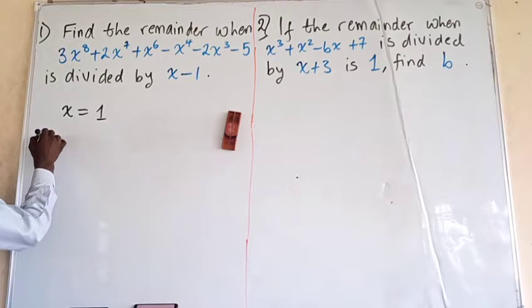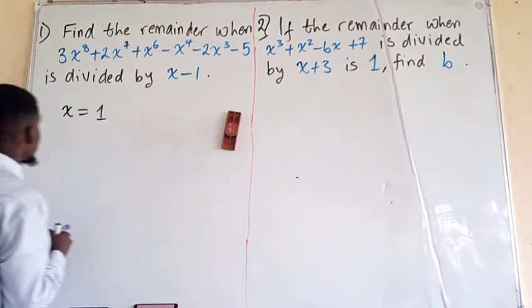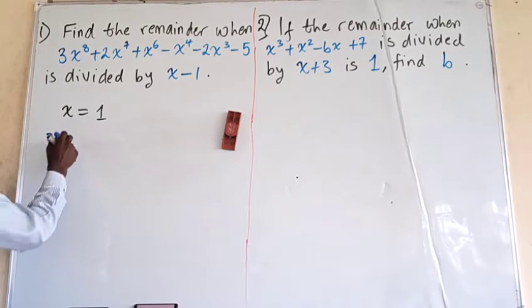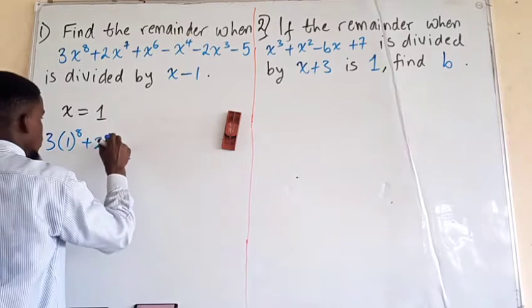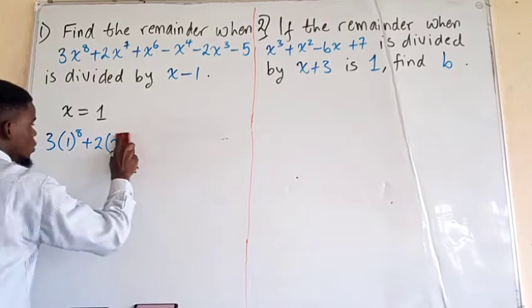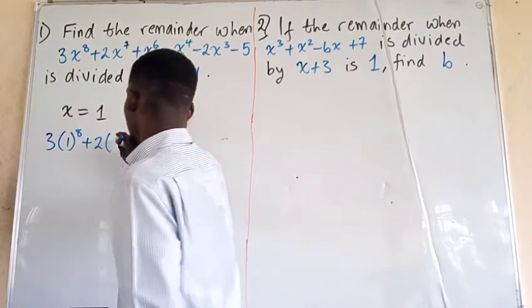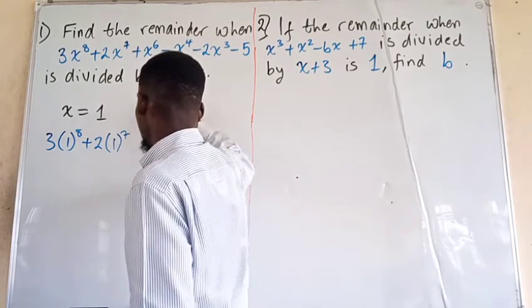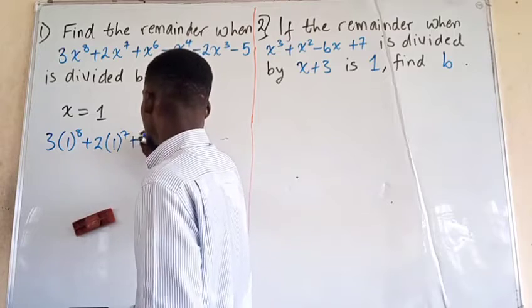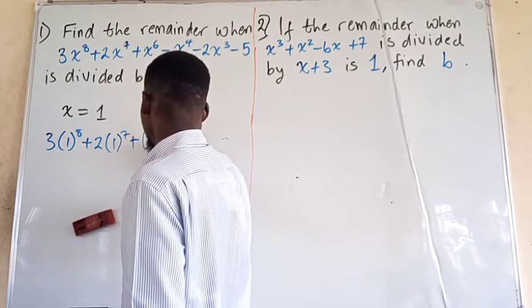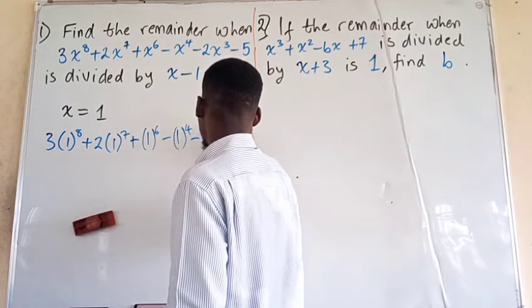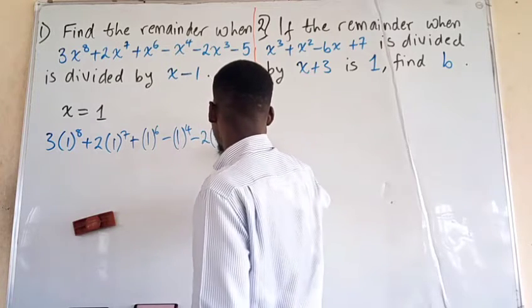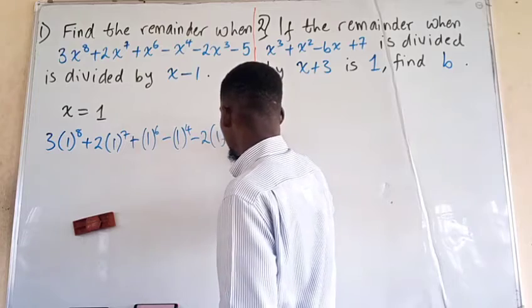That will mean 3 times, in place of x, we just put 1 raised to power 8, plus 2 times, in place of x, we just put 1, so we put 1 over here and raise it to power 7. We go ahead and do the same thing. This is 1 to power 6, and then 1 to power 4, minus 2 times 1 to power 3, then minus 5 over here.